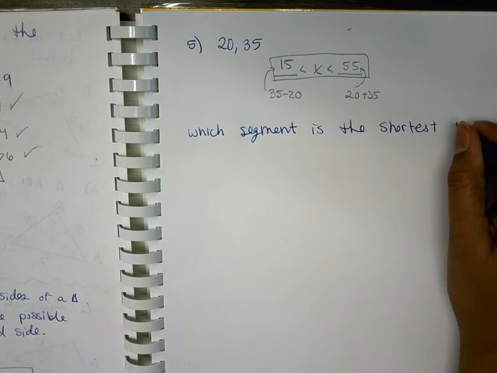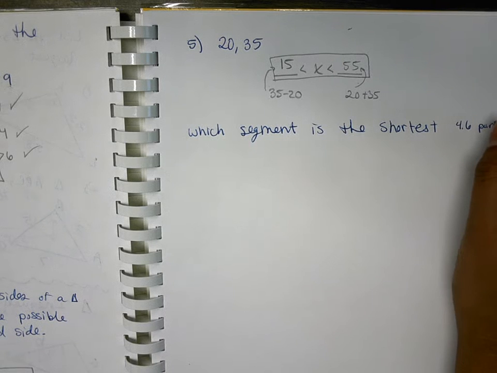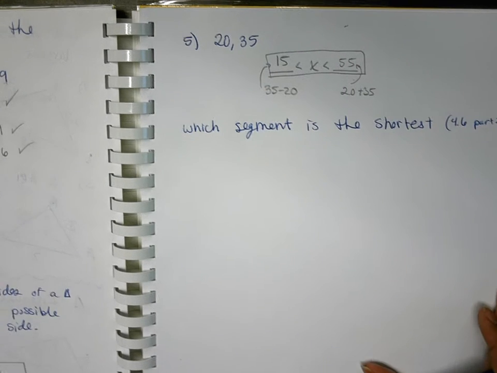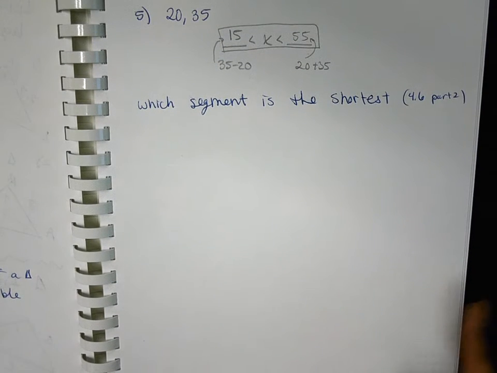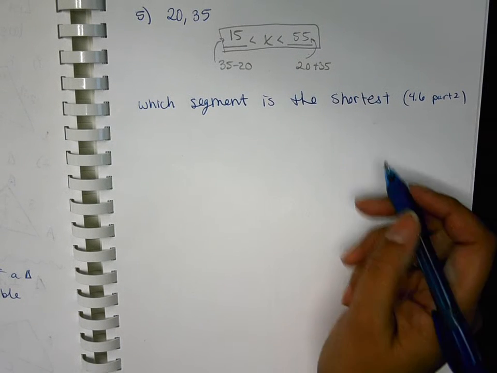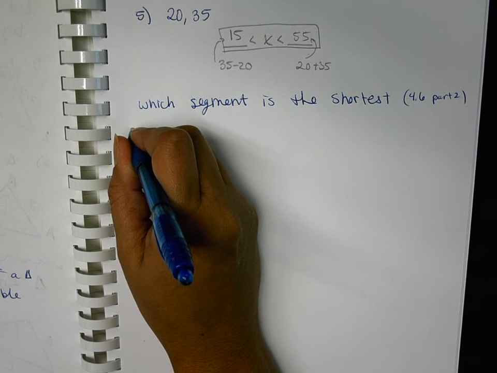So what lesson was this? 4.6 part 2. Okay, which segment is the shortest? Same thing we've been doing. How does it change?